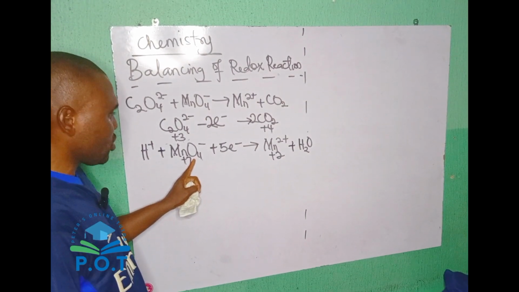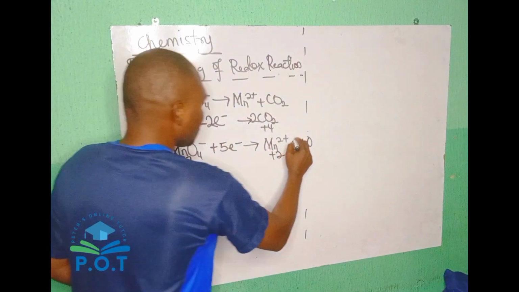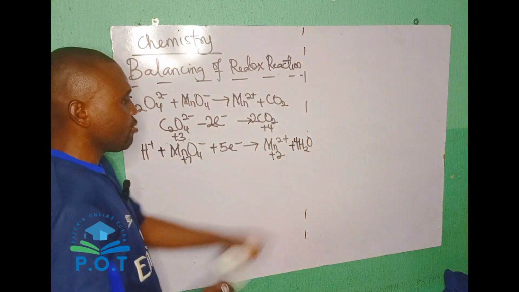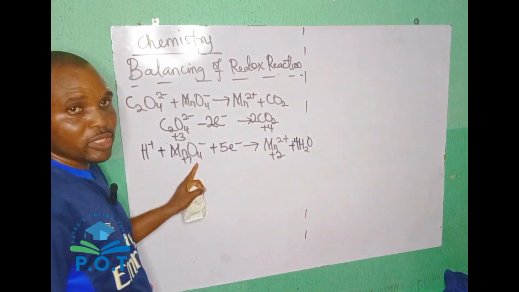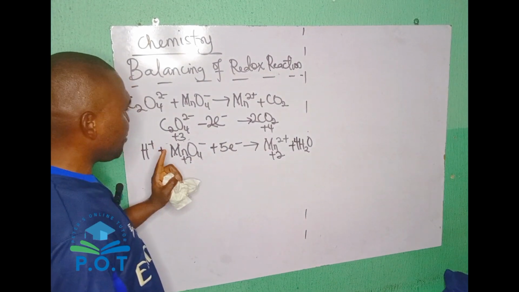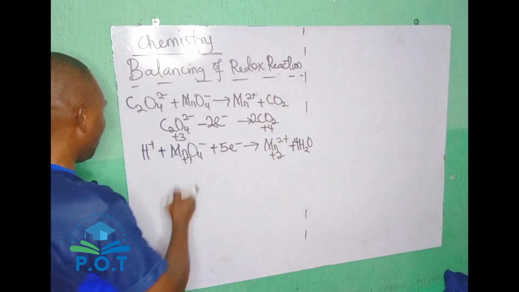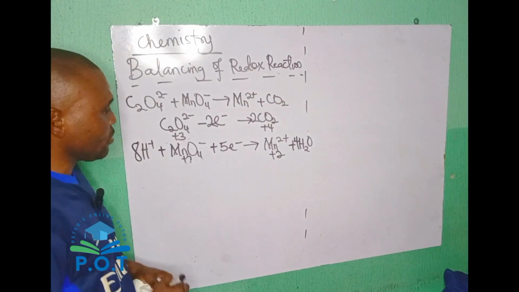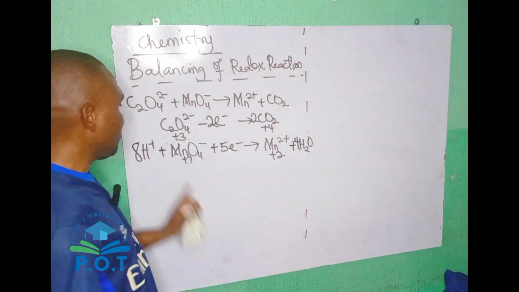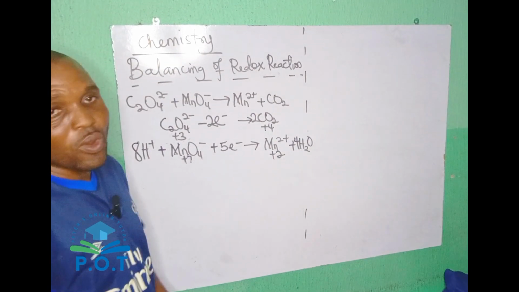Now let us see. This is 4 oxygen. This is 1 oxygen. So what do I do? I'm going to put 4 here. So I'm having 4 oxygen here, 4 oxygen here. 1 manganese here, 1 manganese here. Then 8 hydrogen here, 1 hydrogen here. So I'm going to put 8 hydrogen here. So hydrogen is balanced on both sides. Oxygen is balanced on both sides. Manganese is balanced on both sides.